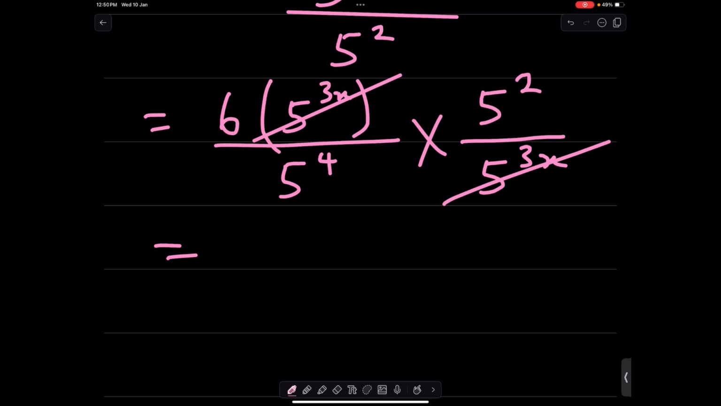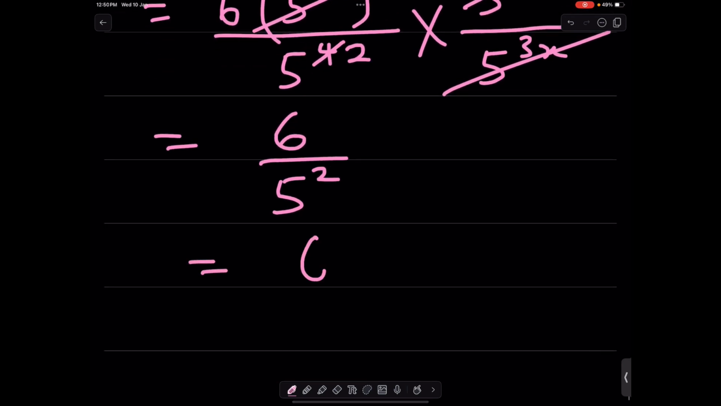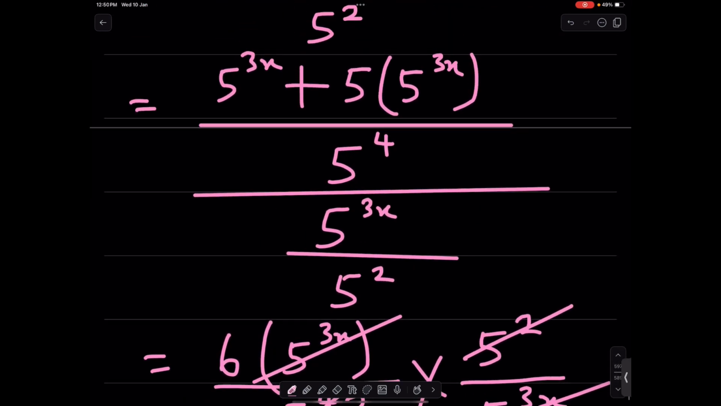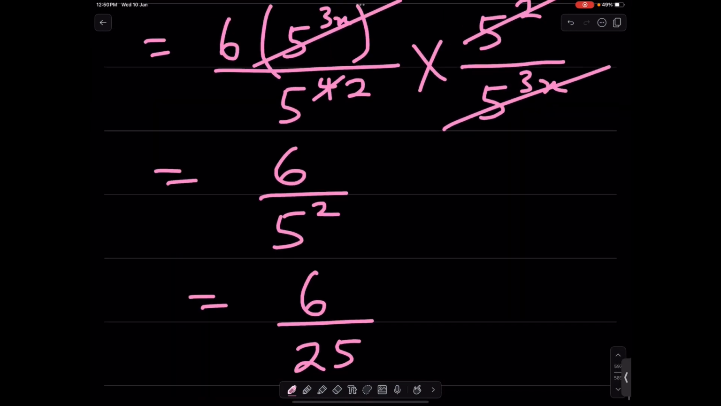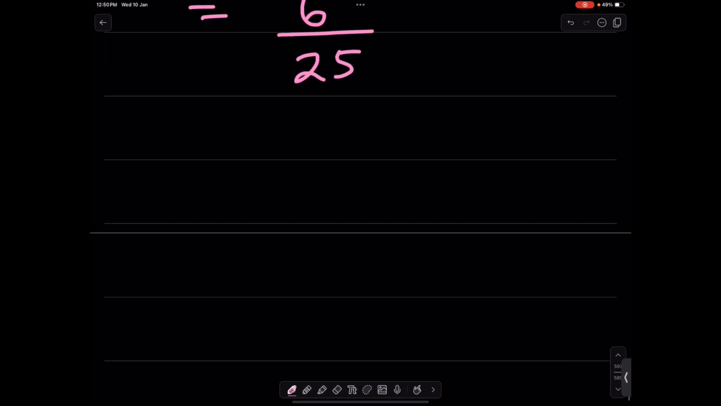5 raised to the power 2 here will cancel 5 raised to the power 2 here. So we are left with 6 over 5 raised to the power 2. And that's the same as 6 all over 25. Let me check that and be sure I didn't make any mistake. Yeah, that's correct. That's the same as 6 over 5 raised to the power 2, which is the same as 6 over 25. And that's it, very, very simply.